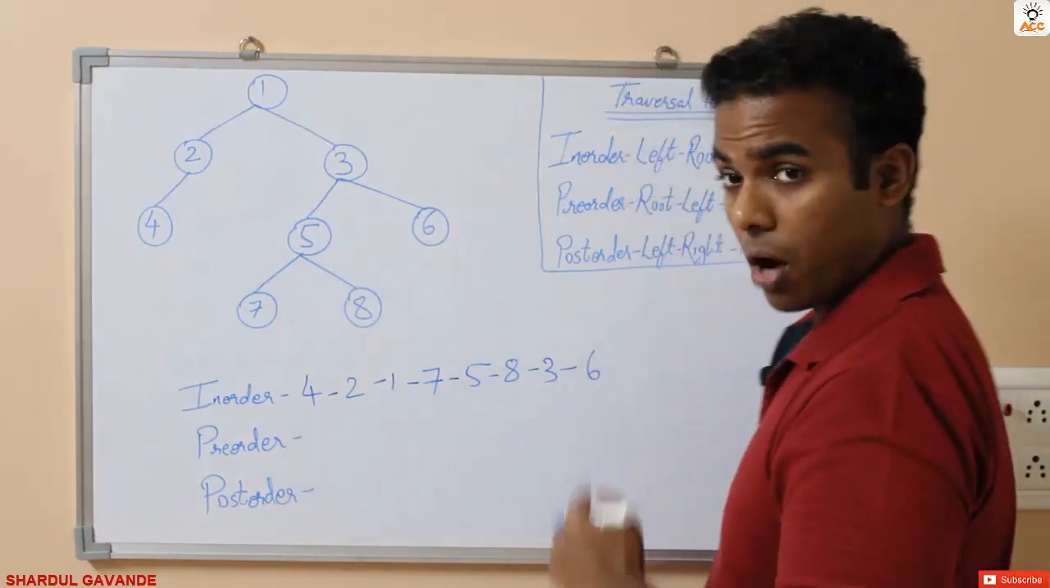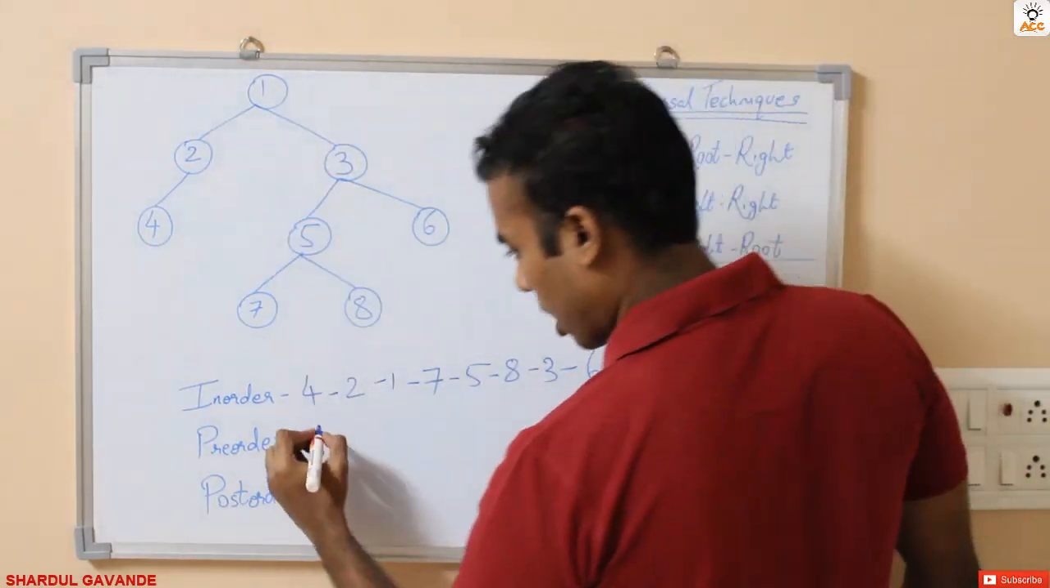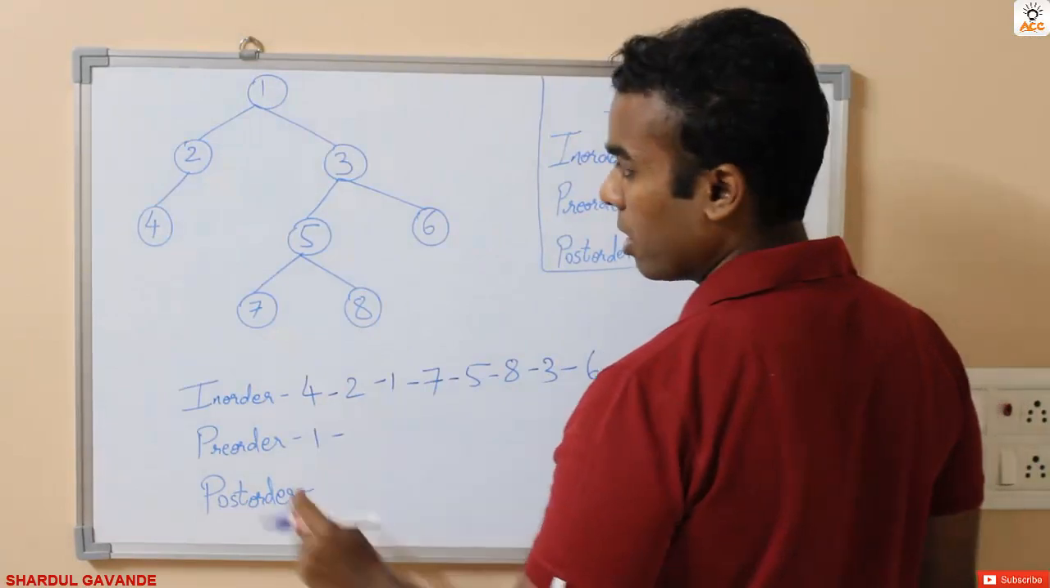Next, pre-order. How does pre-order go? Root, left, right. So the root is 1. I'll directly write the root. The first value is the root, so I'll write my root value, 1.